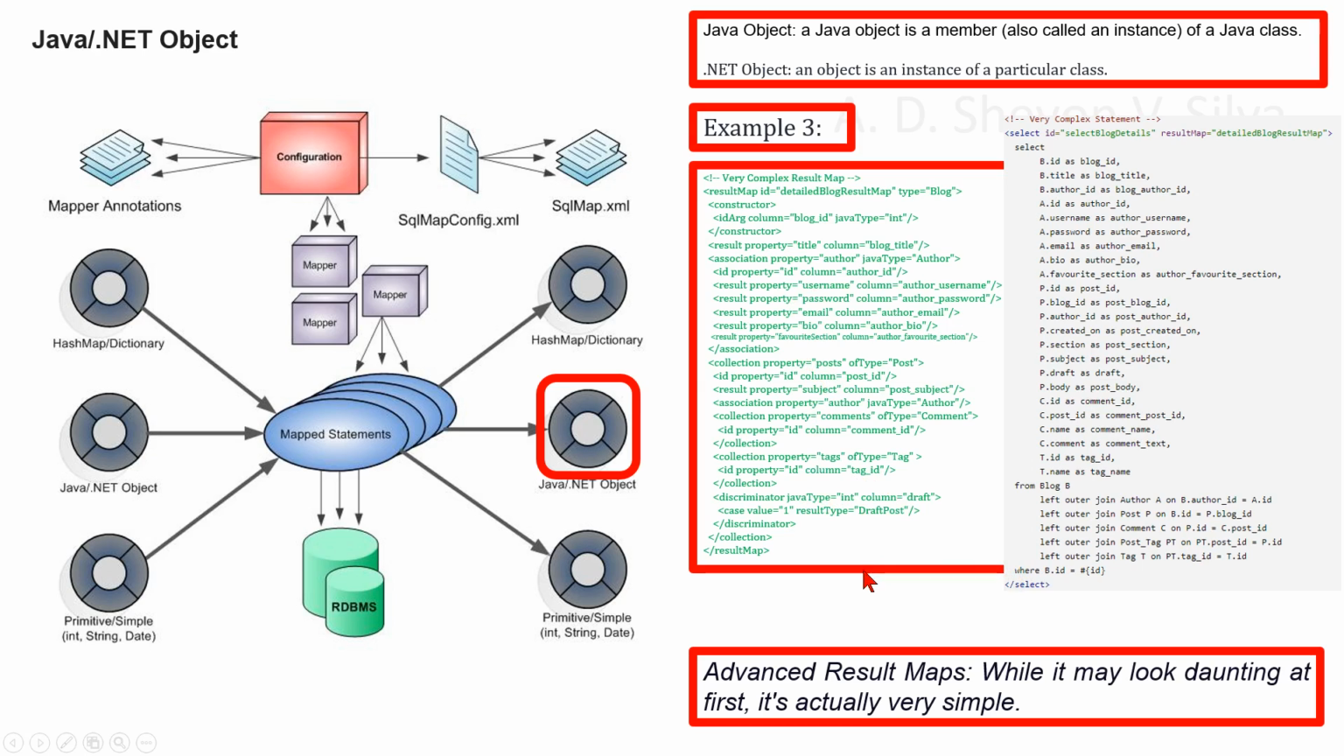Assume author, blog, post, comments, tags are all type aliases. Have a look at it, but don't worry, we are going to go through each step. While it may look daunting at first, it's actually very simple. Here is the very complex statement. It's a very complex result map.